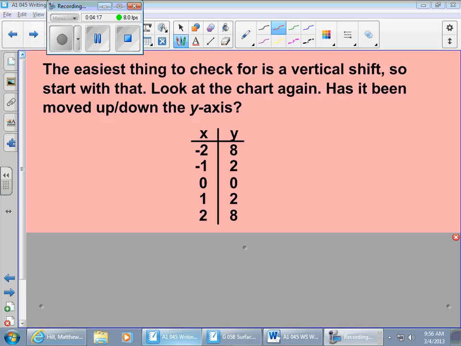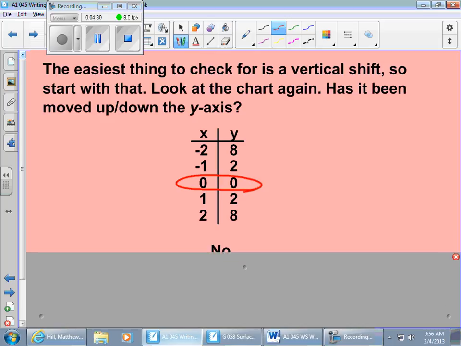Okay, we got a point right here, right? It does cross through the origin. So the answer to the question, does it have a vertical shift? The answer is no, it doesn't. It has not been moved up or down because it's still passing through the origin. If it had a vertical shift, it would be crossing the y-axis somewhere else.